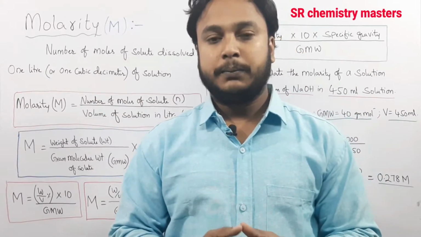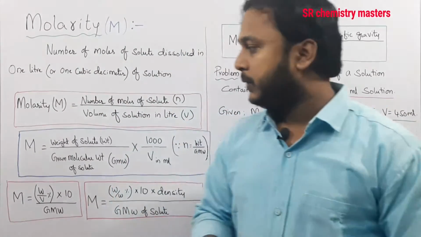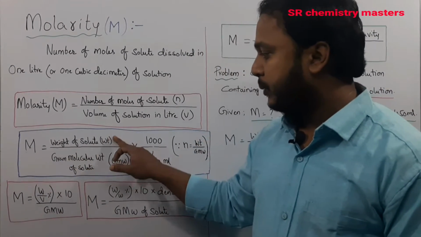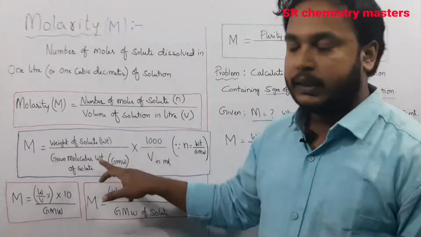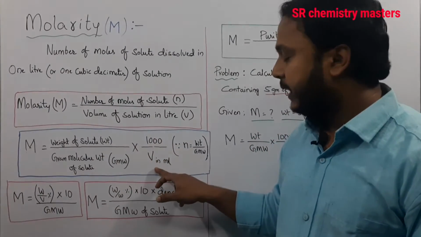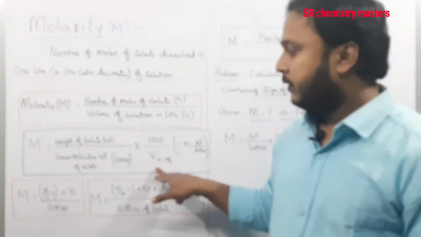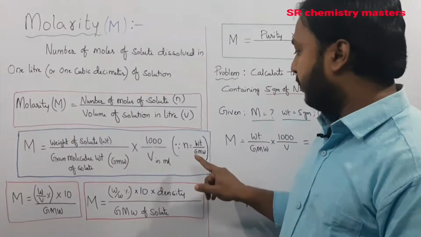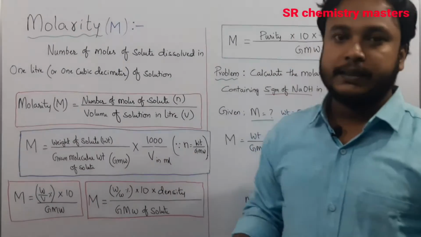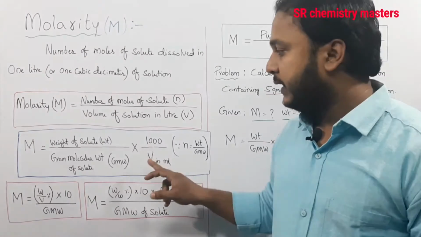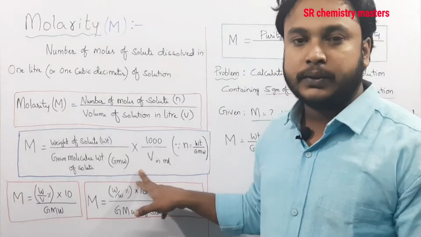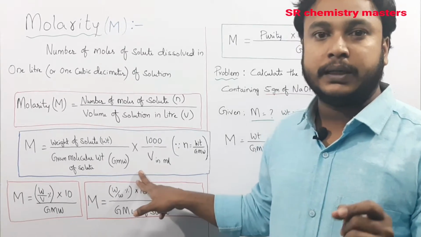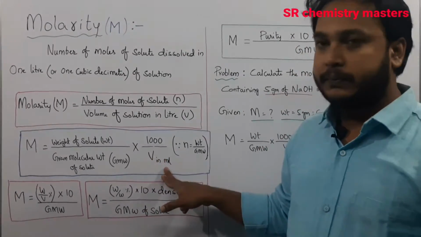You can find out the molarity by using another formula: molarity is equal to weight of the solute by gram molecular weight of solute into 1000 by V in ml. Here weight by gram molecular weight of solute is nothing but the number of moles. This is the formula which is used when the weight of the solute is given in the question and we have the volume of the solution in terms of ml.